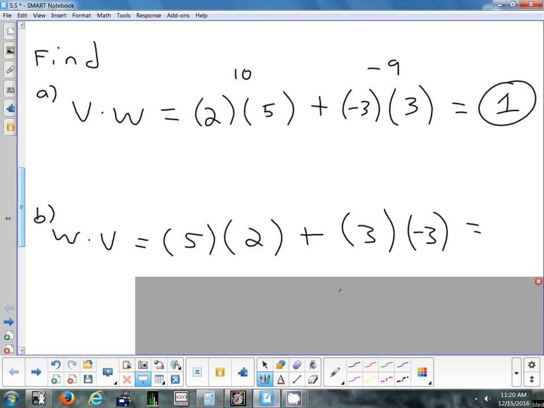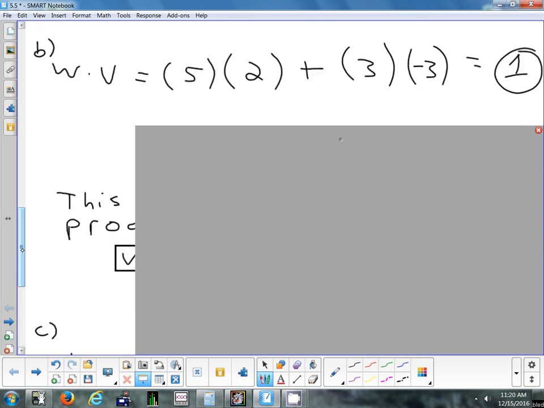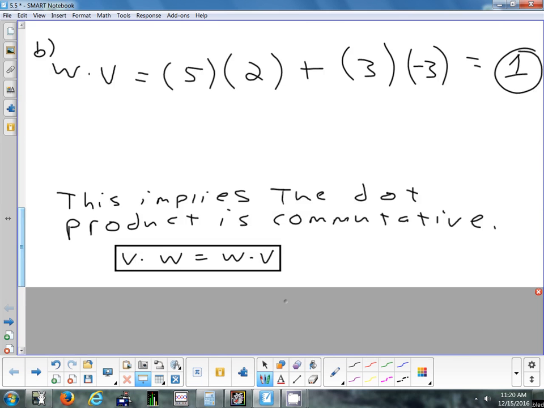I get the same thing. So switching the order that I multiplied those two vectors in, at least for a dot product, comes out the same. Okay, so what that implies is that the dot product is commutative.